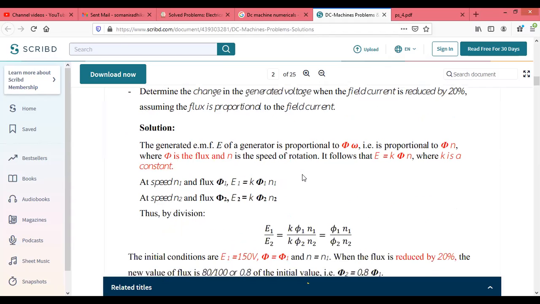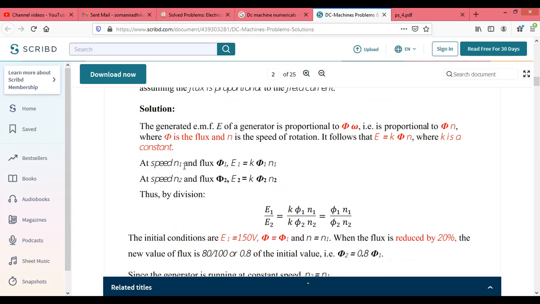So here we have the equations. When we consider speed N1 at flux phi 1, and speed N2 at flux phi 2, we will get the generated EMF E1 at flux 1 and generated EMF E2 at flux 2. We are supposed to find the value E2. So here we can take the division E1 upon E2. You will get K phi 1 N1 upon K phi 2 N2. If you take K as a constant term, we will get the equation phi 1 N1 upon phi 2 N2.